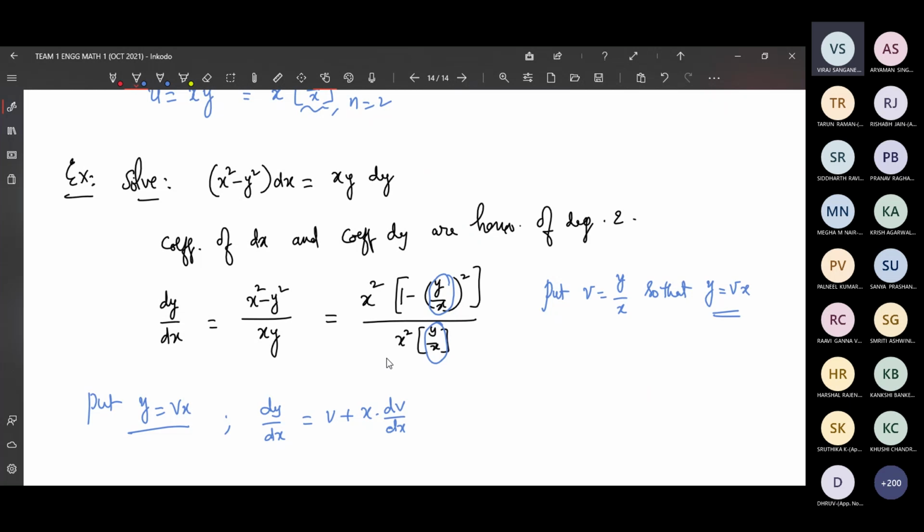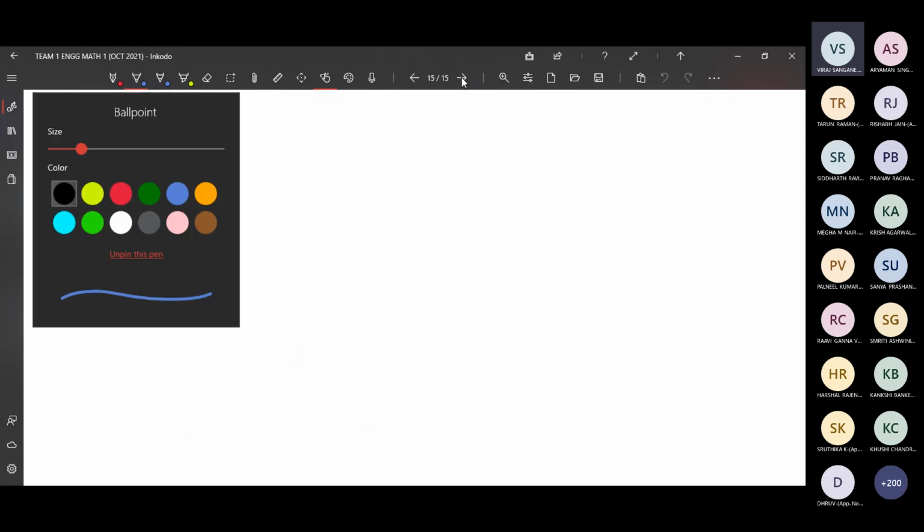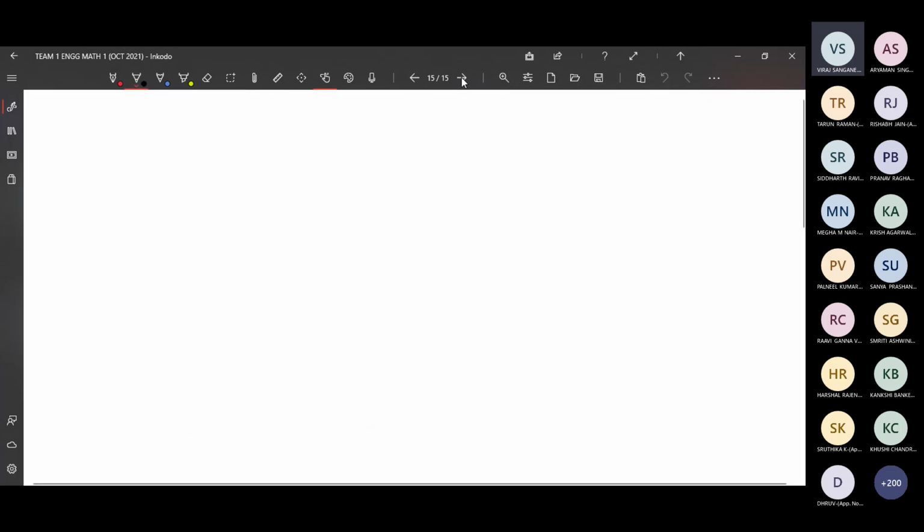So if you call this equation 1, then equation 1 becomes: on the left side I will replace dy by dx with v plus x dv by dx, and on the right side y I will replace with v x.